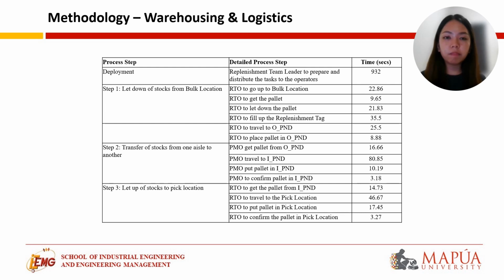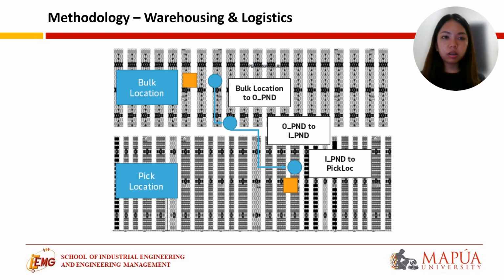for outbound. There are 4 people working on the process: the replenishment team leader, 2 reach truck operators, and 1 pallet mover operator. To better understand, here is a visual guide of how pallets move during the replenishment process.